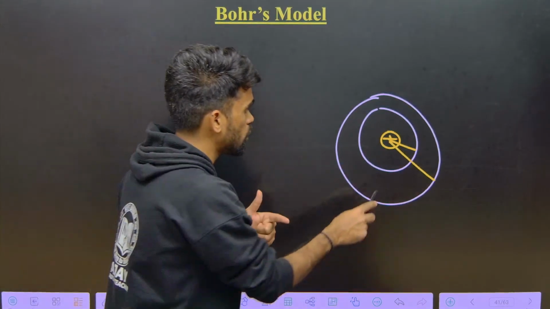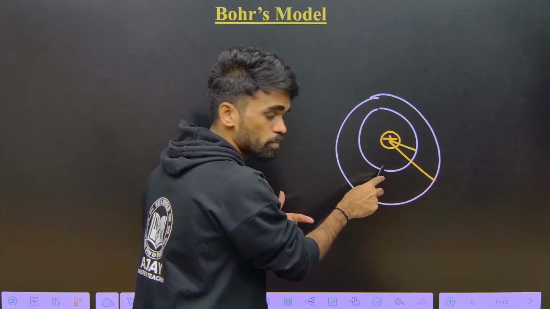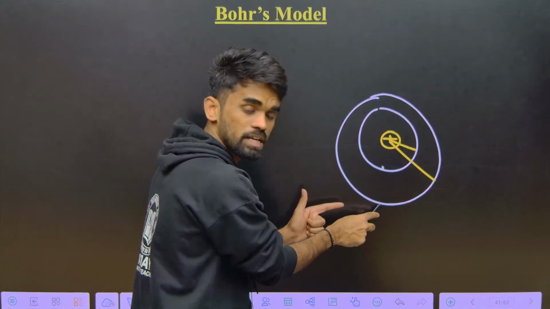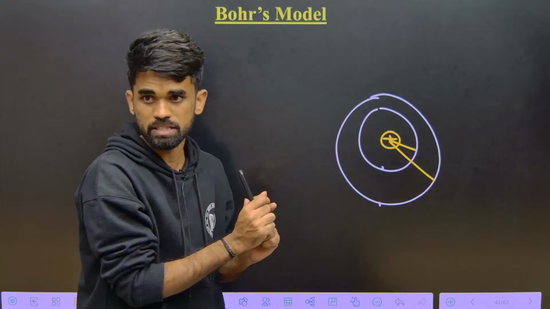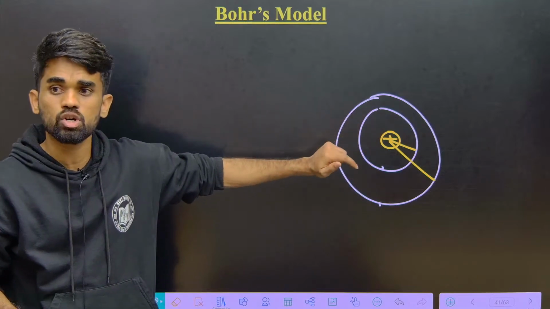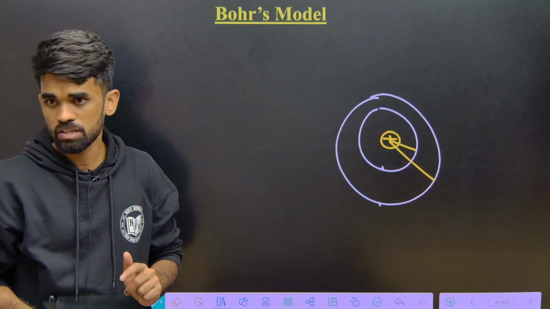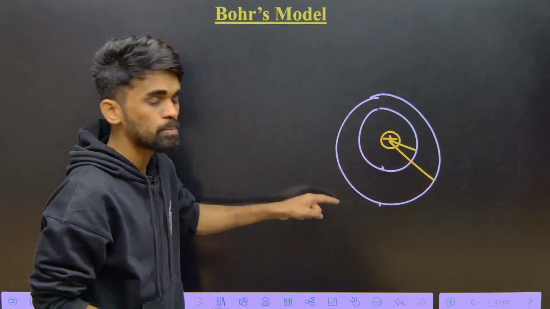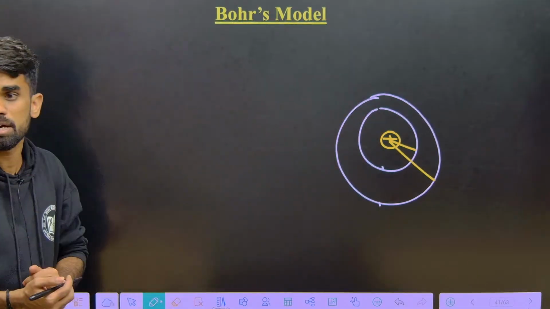If an electron is present in this orbit, it will have different energy, and if it is present here, it has a different energy. So the orbits have fixed energy, so we can also call them stationary states. Only those orbits are allowed whose angular momentum is quantized.